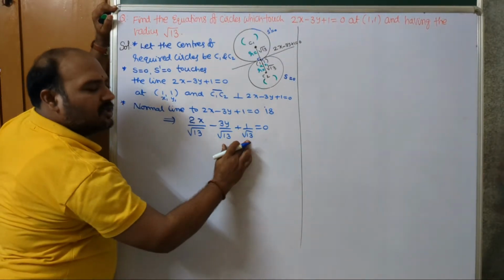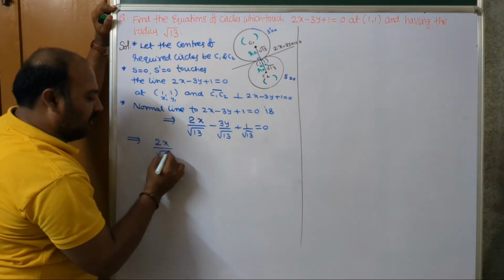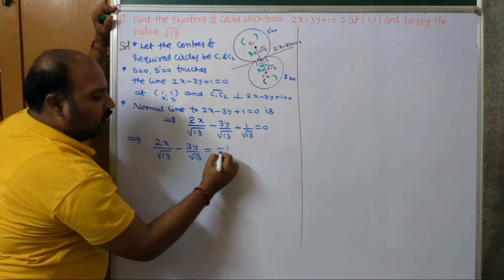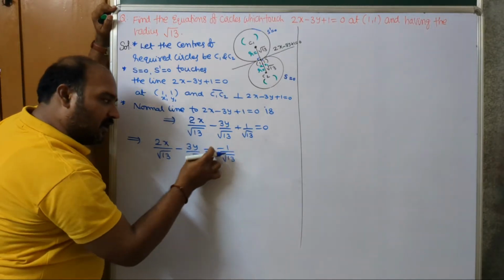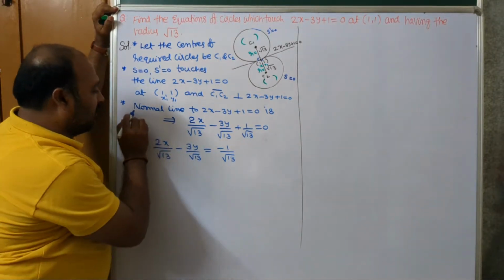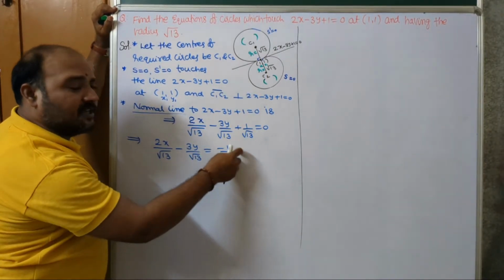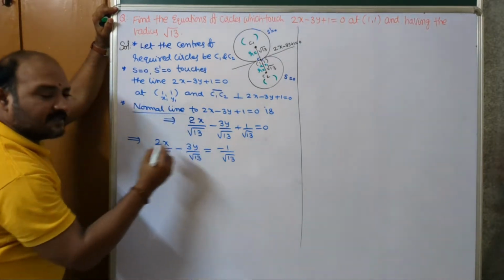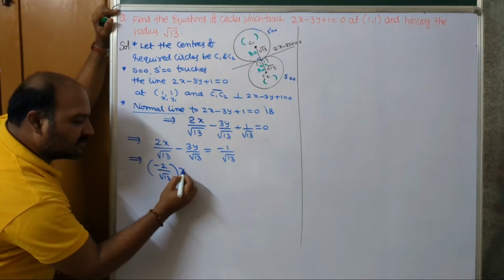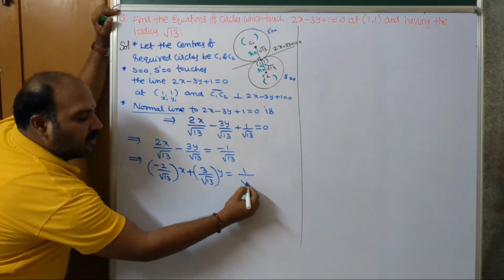But I want here the constant to be on the other side. So 2x by root 13 minus 3y by root 13 is equal to minus 1 by root 13. But I want here always a positive value. Why positive value? This equation is compared with the normal form, x cos alpha plus y sin alpha equal to p. P means perpendicular distance. Distance should always be positive. That is the reason for multiplying by minus: minus 2 by root 13 into x plus 3 by root 13 into y is equal to 1 by root 13.